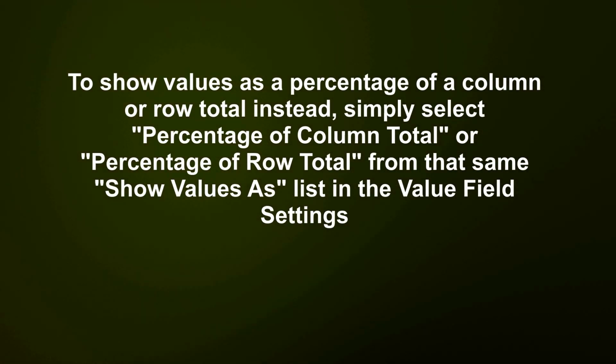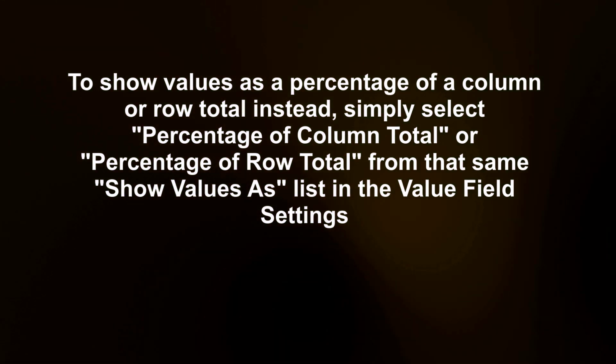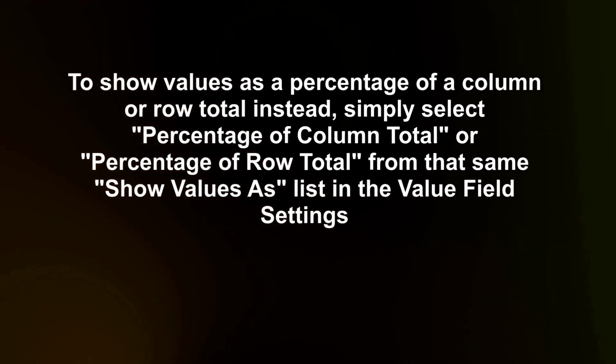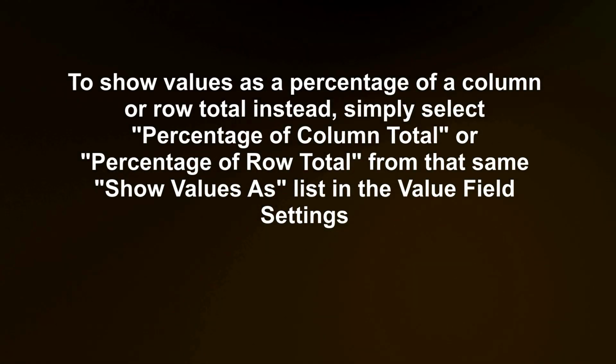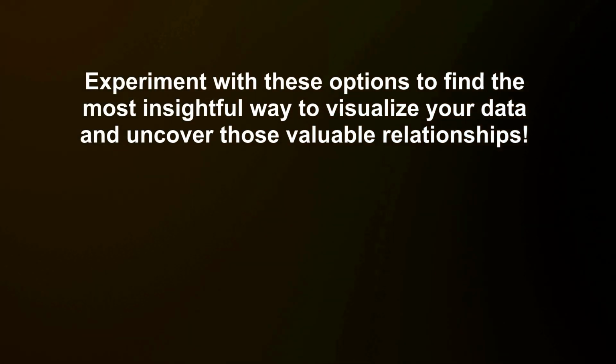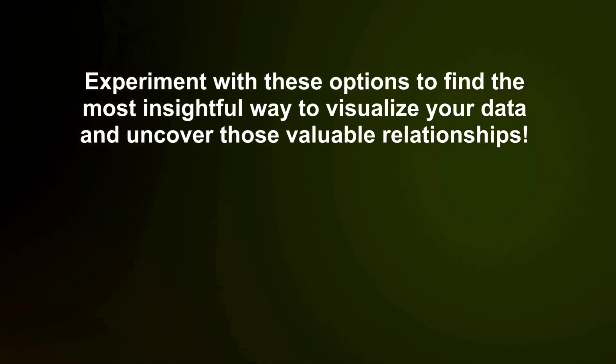To show values as a percentage of a column or row total instead, simply select percentage of column total or percentage of row total from that same Show Values As list in the Value Field Settings. Experiment with these options to find the most insightful way to visualize your data and uncover those valuable relationships.